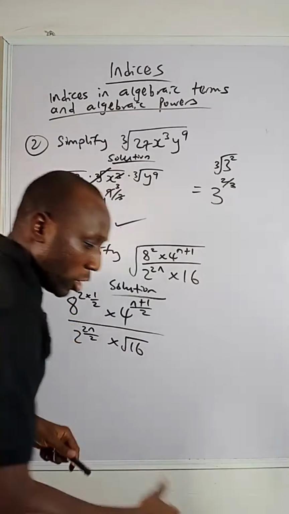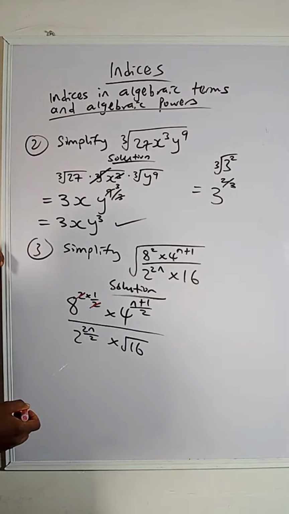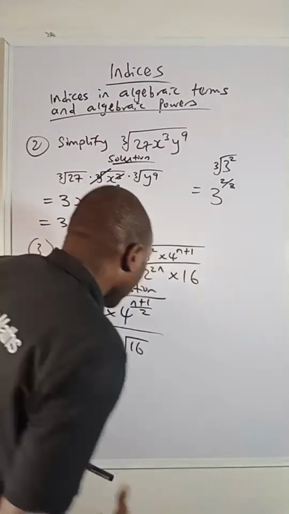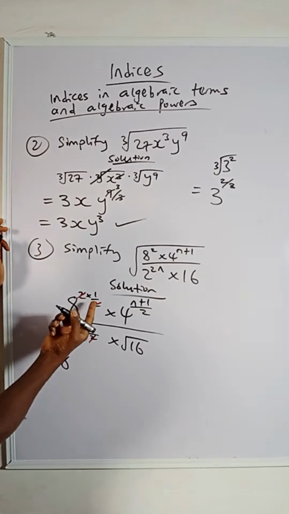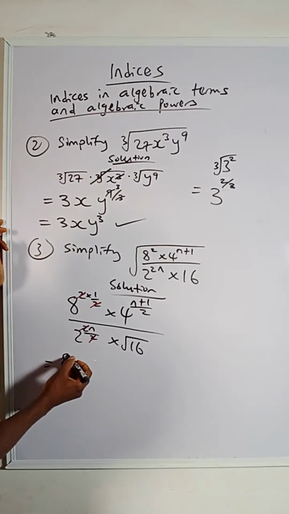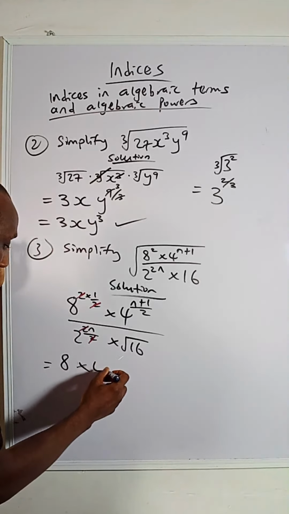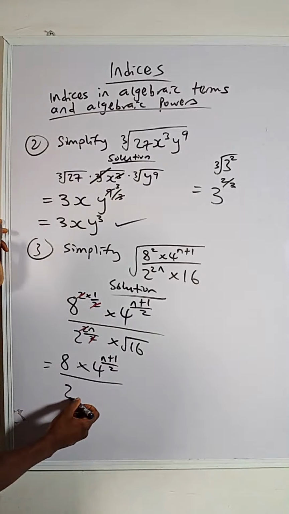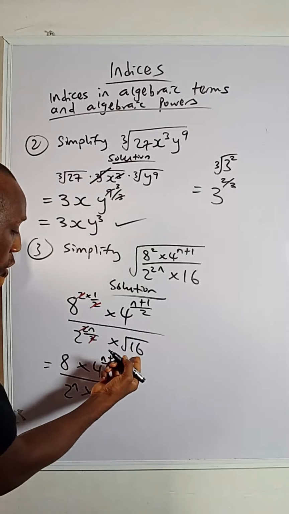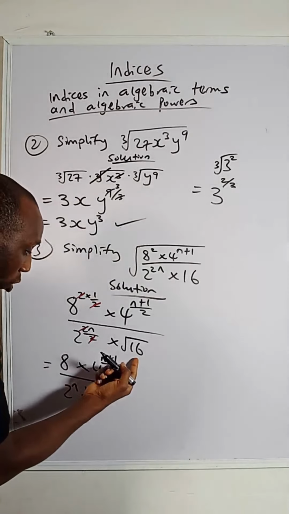So watch the magic. Yeah, it's very easy, sir. Yeah, okay, thank you. So 2 cancels 2. You see that? This 2 cancels this 2. It's making sense already. So that will be what? 8, because there's nothing here. 8 raised by 1, or just 8. Times, what about this? 4 raised by what? n plus 1 over 2, all divided by what? This is 2 raised by n times what? The cube root of 16 is what? Is 4. The cube root of 16 is 4.